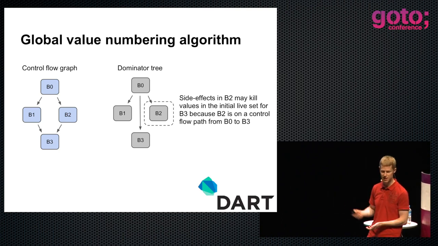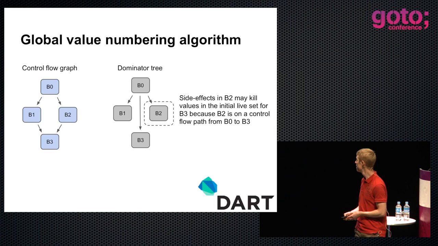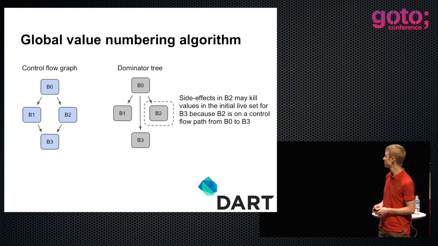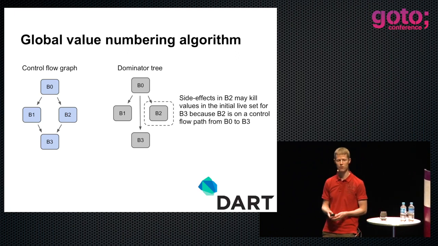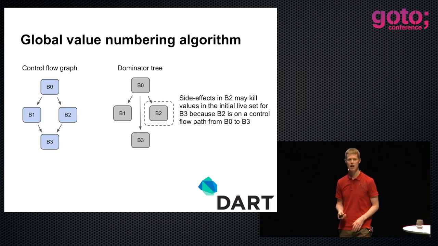So the example here is that if you get to the B2 basic block, you actually have to let that perhaps affect the live value set for the analysis of B3, because B3 can be reached through B2 in the control flow. So it's kind of complicated, but the net result is that we generate smaller code and more efficient code.